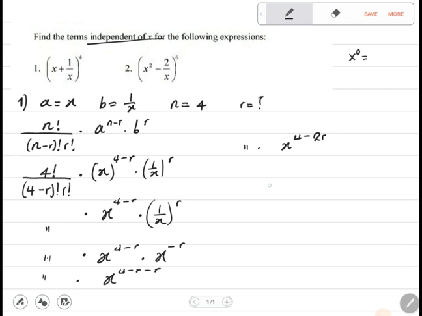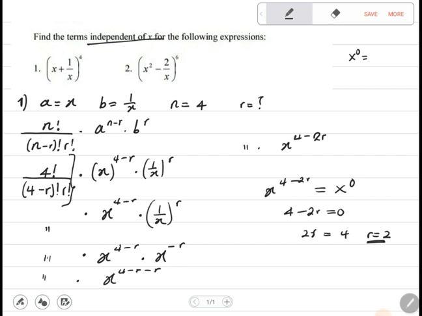So we're just going to equate x to the power 4 minus 2r equal to x to the power 0. Then we equate the powers because they're the same bases. So this will be 4 minus 2r equal to 0, and this will be 2r equal to 4, and our r is 2. Now that we know the value of r, if we try to replace r back here, it will give us 0. That's why it's independent. So we just have to work out this part here.